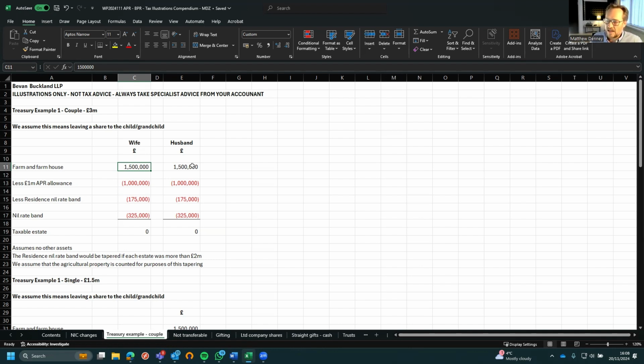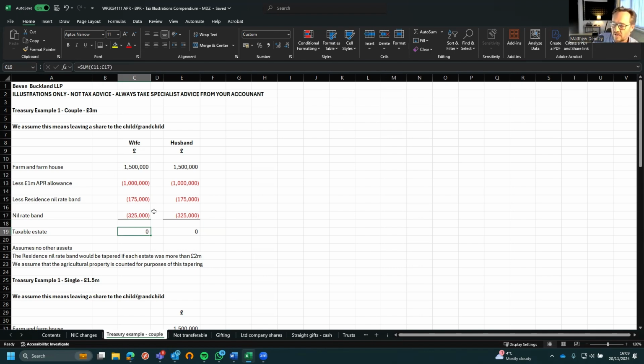They've got to own it jointly, and they've got to leave it to their descendants or a trust. They can't leave it to each other, or you're going to have a problem later on. So you've got to get all the structuring right. But in this circumstance of a farmhouse, it could be a trading company, £1.5 million each. The idea is that each person has this £1 million allowance.